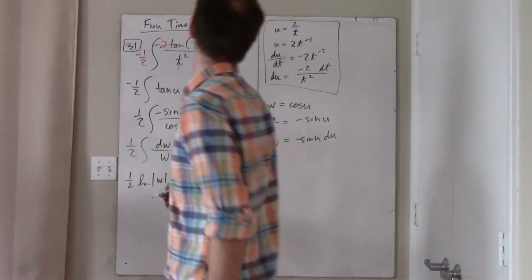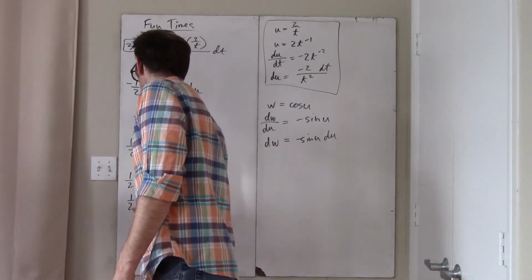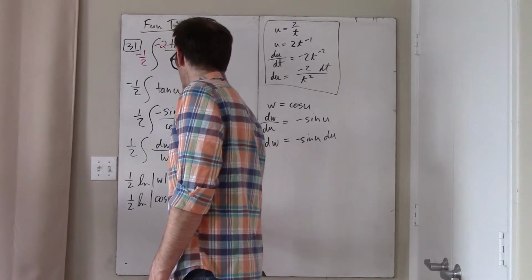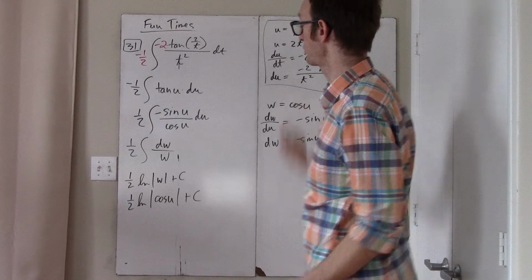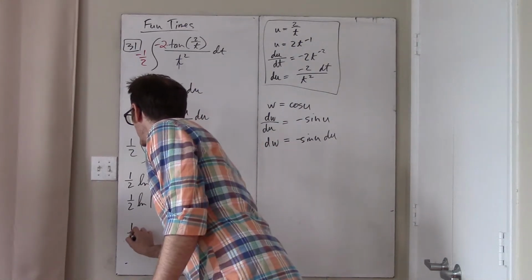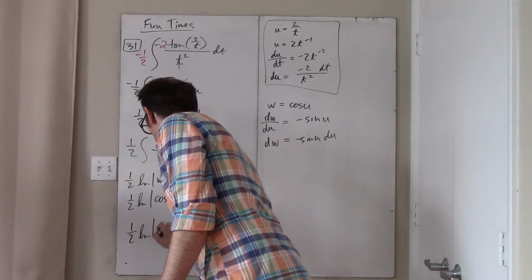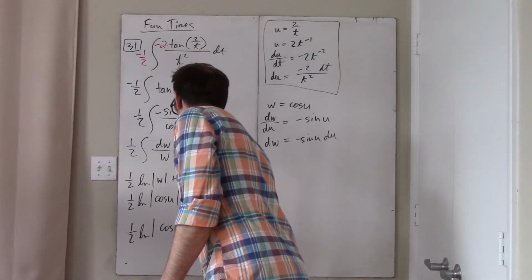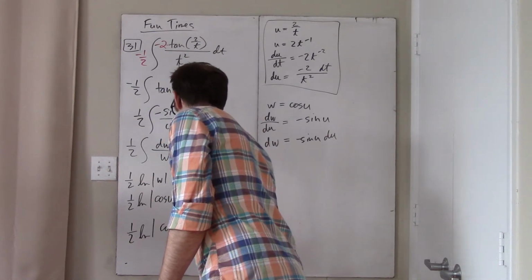But w was really cosine u, so this is really 1/2 natural log of cosine u plus c, and u was really 2 over t. So this is really 1/2 ln absolute value cosine 2 over t plus c.